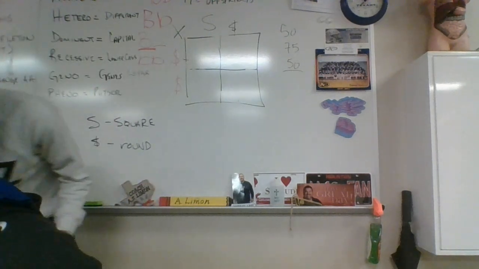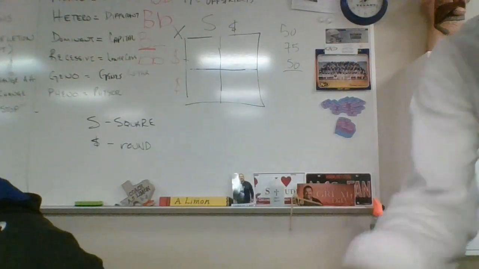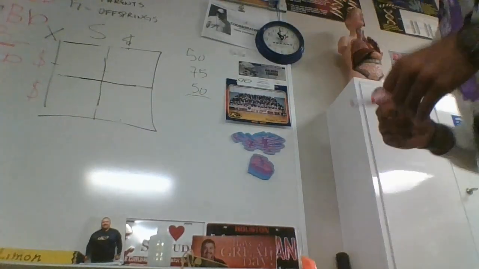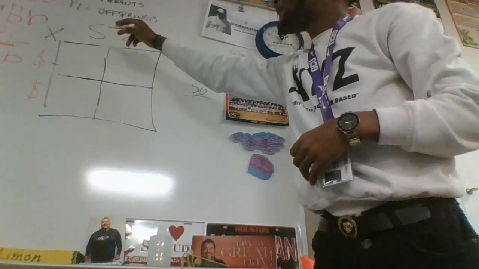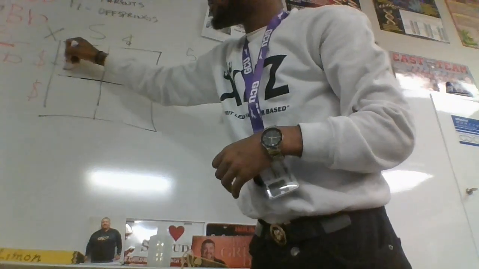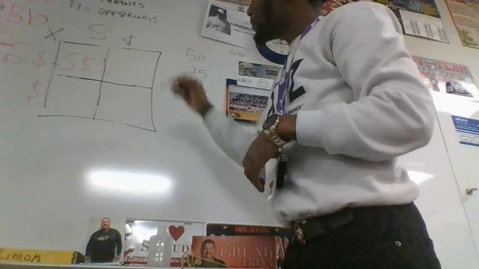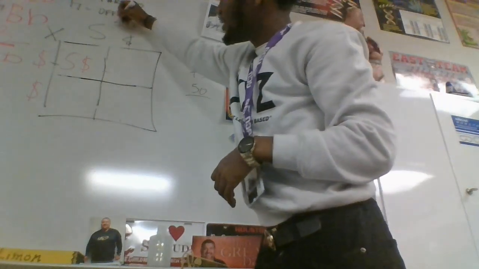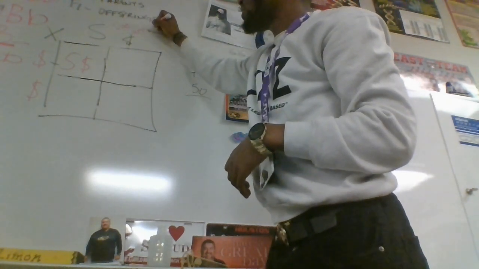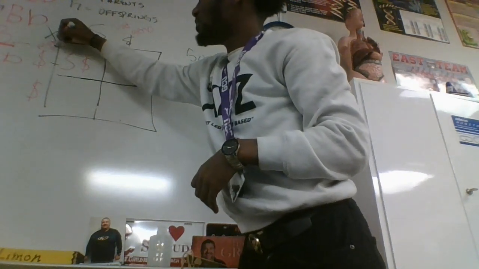Let me see if I can get y'all closer up. That's better. So, in my box up here, I got a capital S with a money sign, correct? So we know that this box is going to get that and that. Simple. We're taking one from dad. So this is going to be dad's genotype. This is going to be mom's geno.